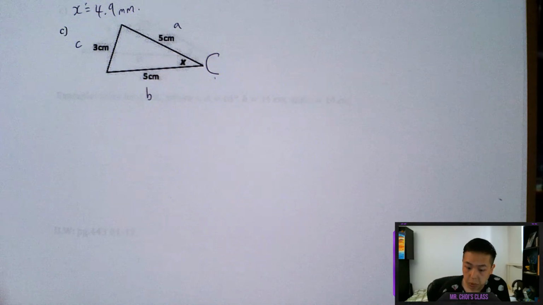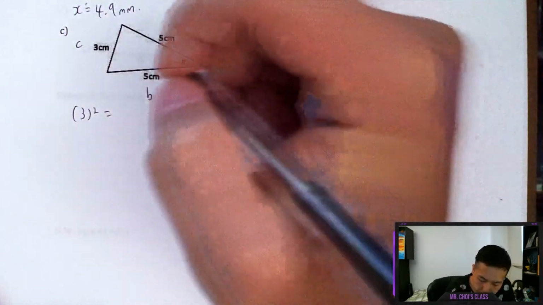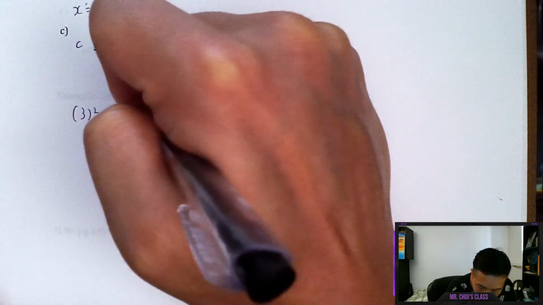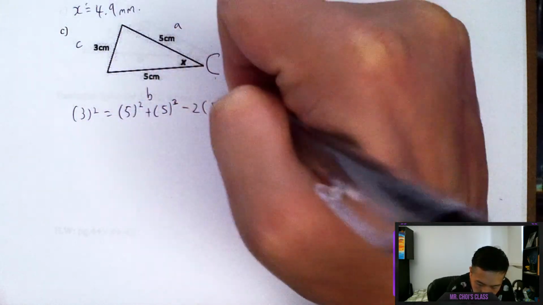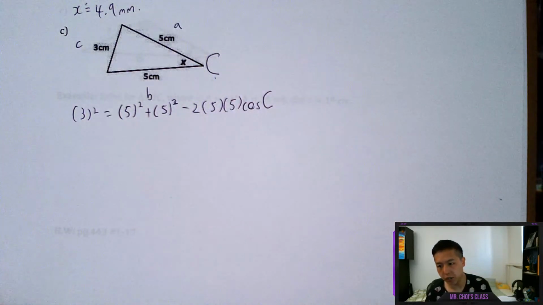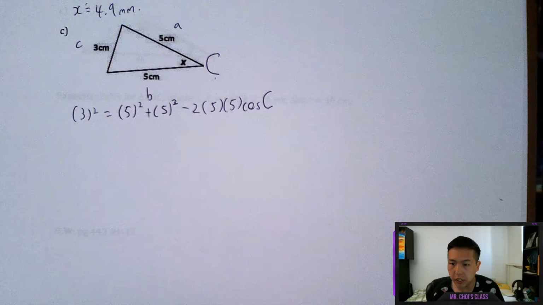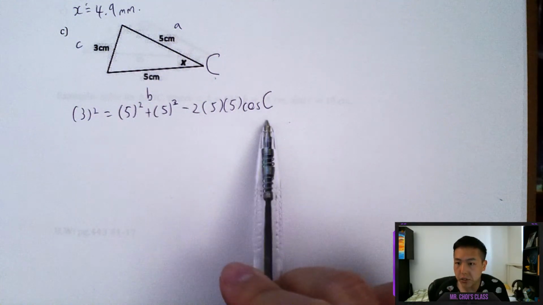So, plugging it into our formula, 3 squared is equal to 5 squared plus 5 squared minus 2 times 5 cosine of C. We don't know what that is. Okay? We don't know what that is. So that's our formula now. We have to solve for angle C.